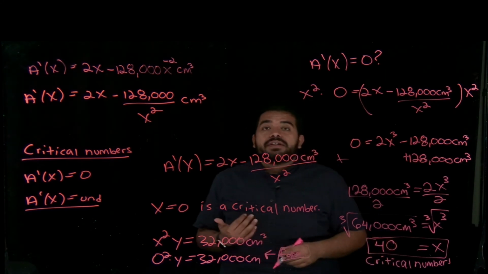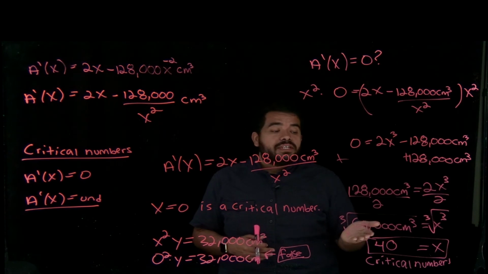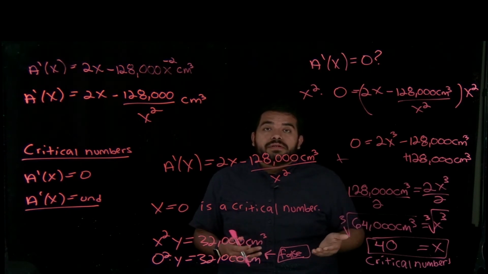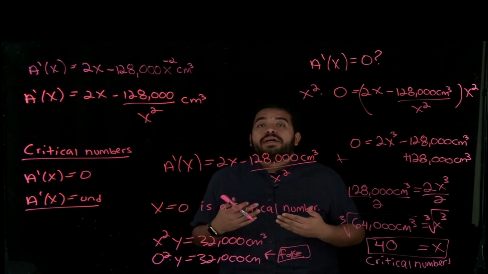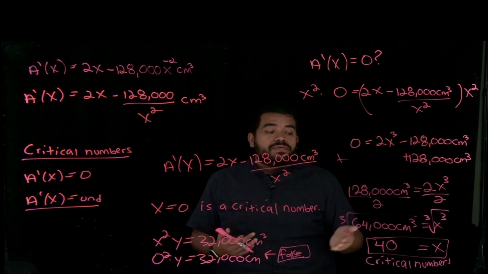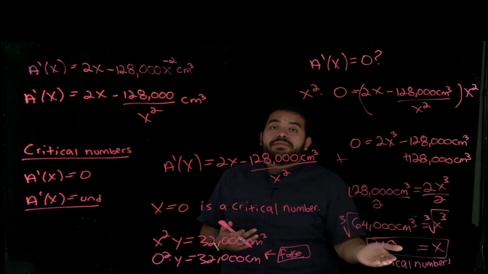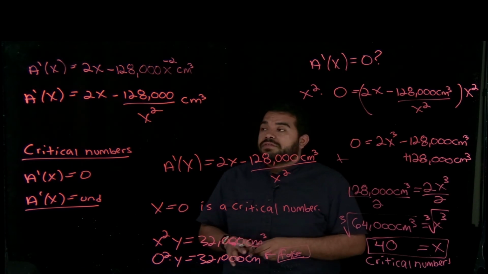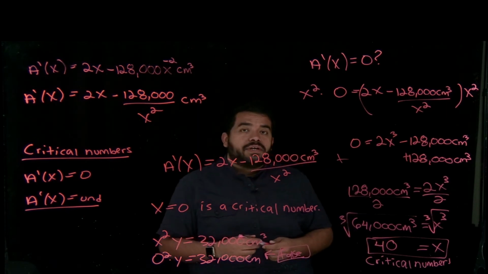So what we want to do next is use the second derivative test to see if this is going to be a max or a minimum. What do we want? We want it to be a minimum because we want to minimize the materials that we are using. So to verify it one more time to see if this is a minimum, we're going to use the second derivative test. All right, so let me erase this so that we can go ahead and continue.